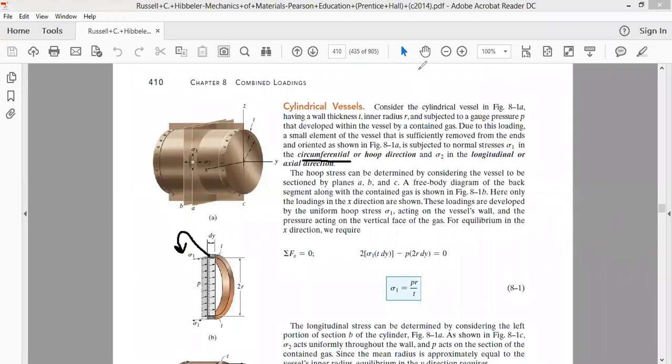This stress is called the circumferential stress or the hoop stress, because it is created at the circumference. Why is this stress created? Because of the tendency of the internal pressure to increase the radius, and the tendency of the other half section of the cylindrical vessel to overcome the effect produced by this pressure, there will be stress at the interface. And that stress is called sigma 1.